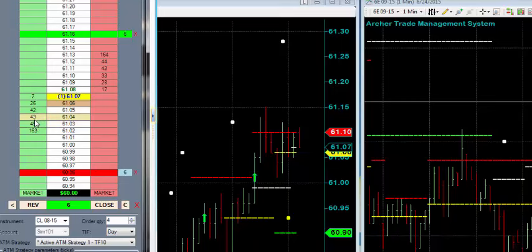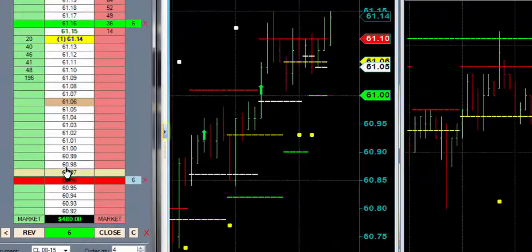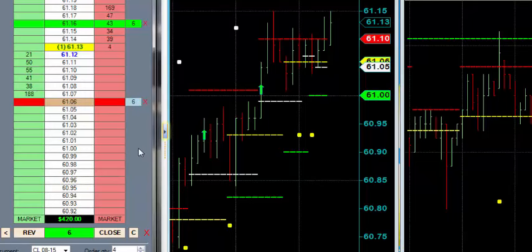All right, so we'll just let this trade mature. Alright, we're looking pretty good here. Let's pull our stop into break even. There she is. 6 contracts at break even if things go south on us.